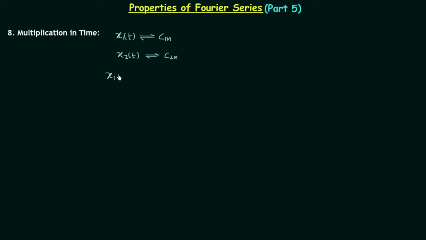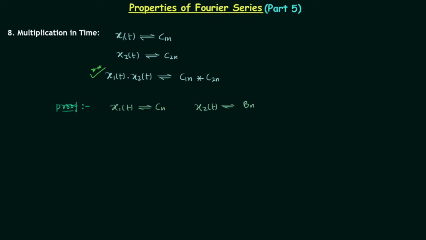Now if we multiply the two signals, x1(t) multiplied by x2(t), in this scenario the coefficients c1n and c2n will get convolved. So this is the multiplication in time property, and now we will see its proof. For this I will change the coefficients. Let's say signal x1(t) has the coefficient cn and signal x2(t) has the coefficient bn.